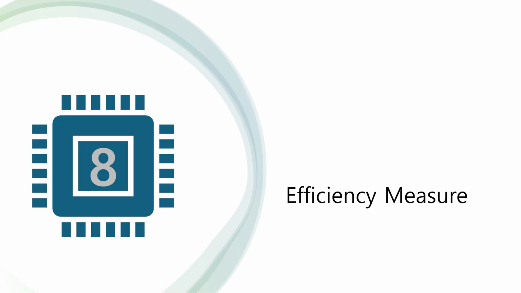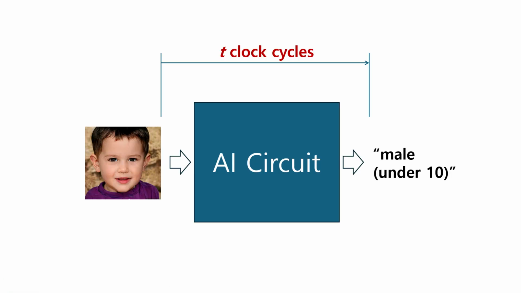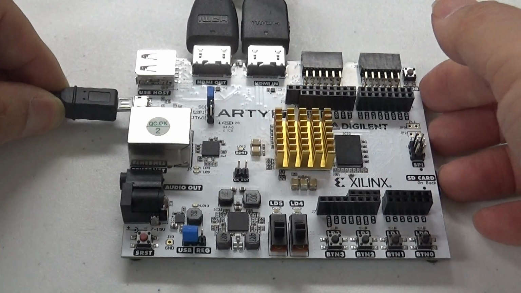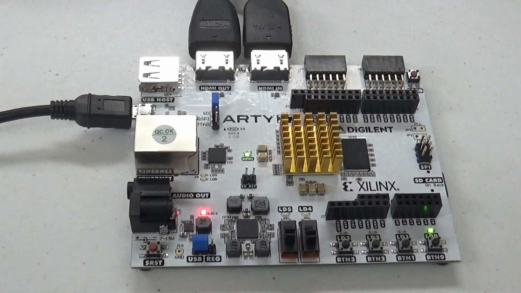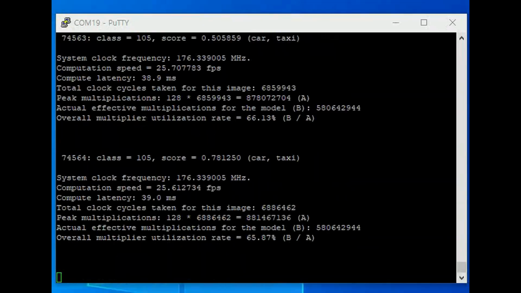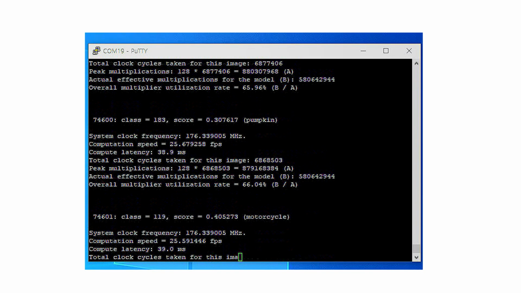Now, let's measure the multiplier utilization of this circuit. First, we need to measure how many clock cycles the entire computation took. As explained in other demo videos on this channel, when running a classification algorithm with a Zynq board, turning on the SW0 switch on the board and connecting to the serial port outputs the following report.